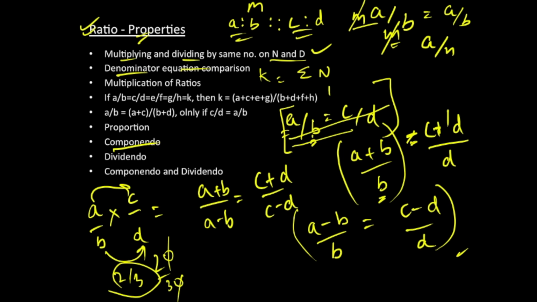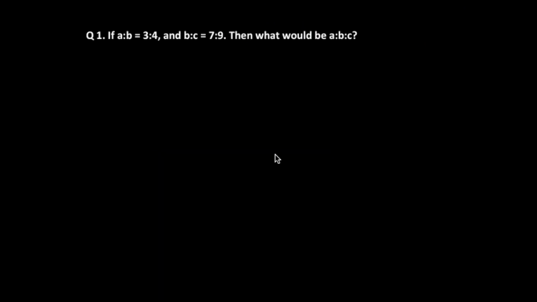So these are the functions which are done on the given ratios. The condition is this: a upon b has to be equal to c upon d. So we can perform these functions in order to find out and reach a certain conclusion. Okay, let's look at certain questions now.